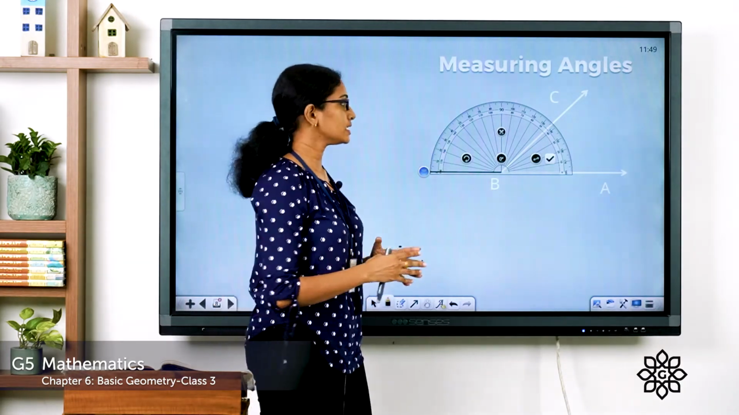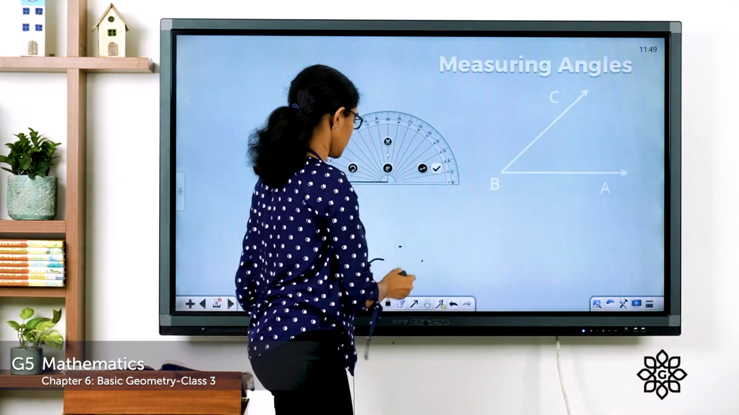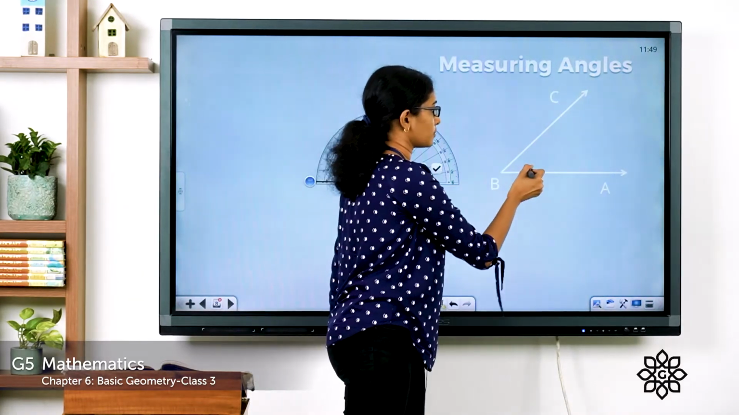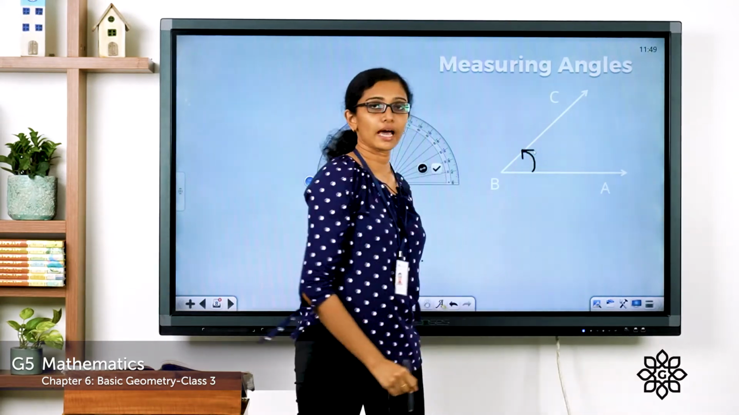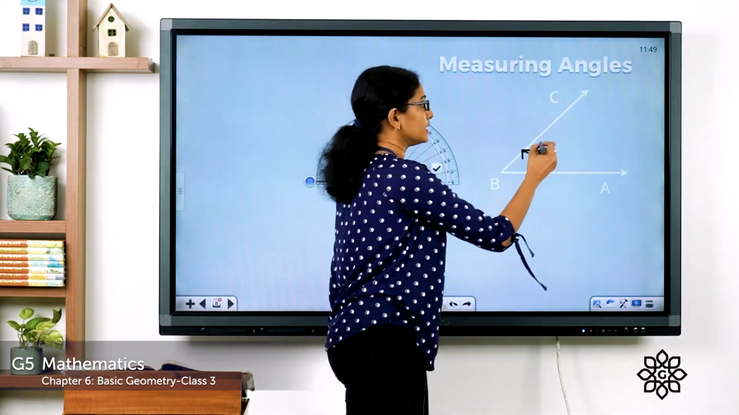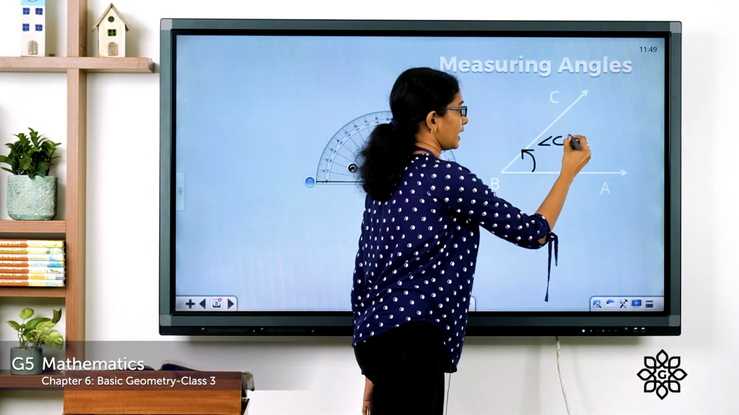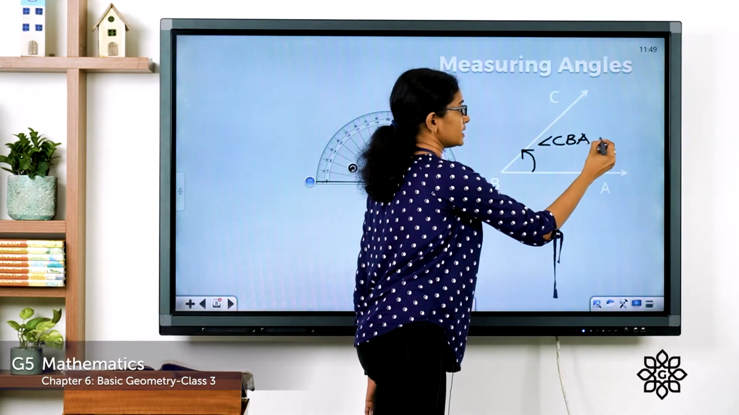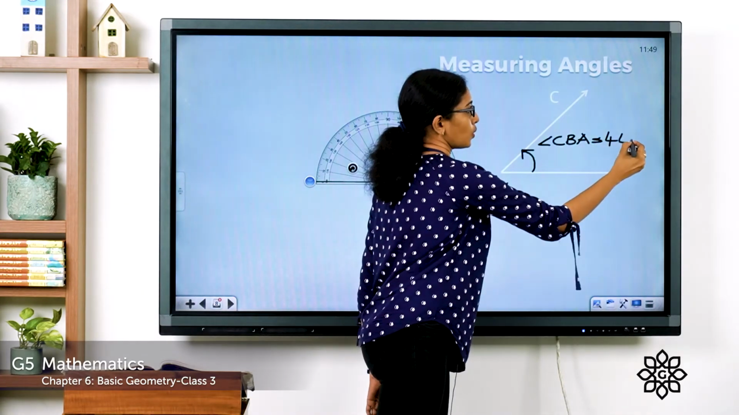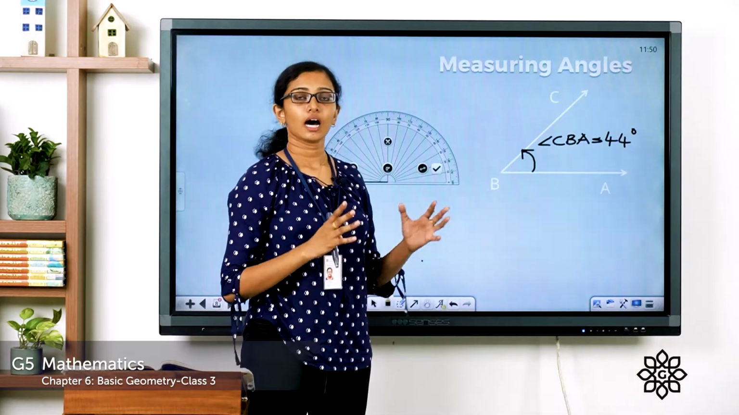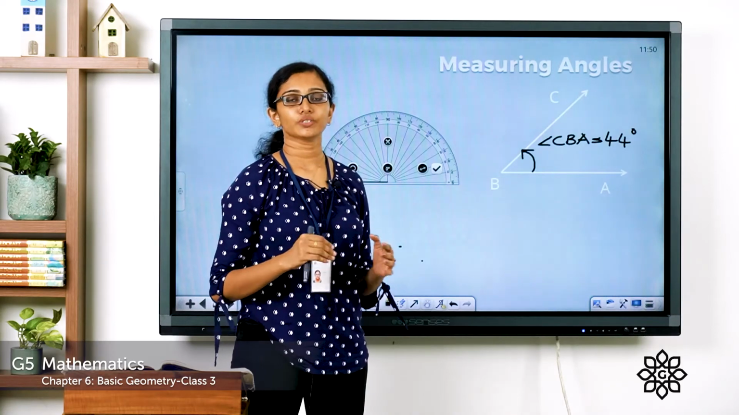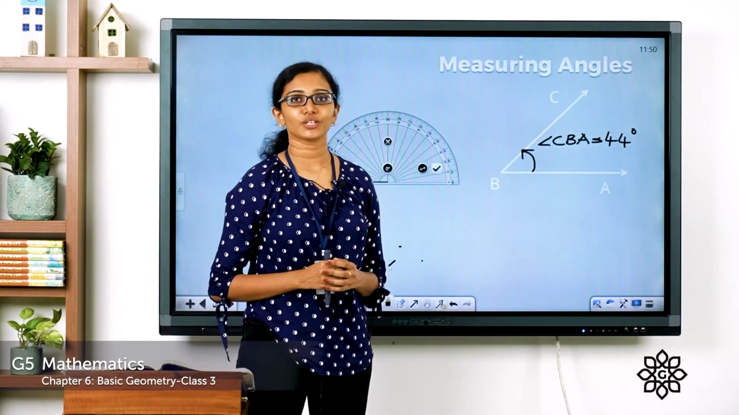Now, how do we write this? You have to write the measurement like this. A curved arrow. I am going to name this angle CBA. Angle CBA is equal to 44 degrees. So, right now we have seen how to measure an angle using a protractor. Hope this is clear to you.